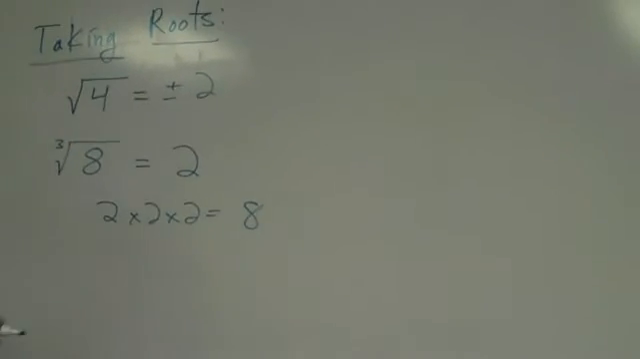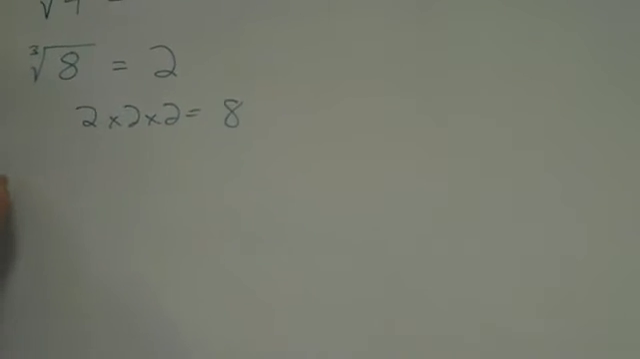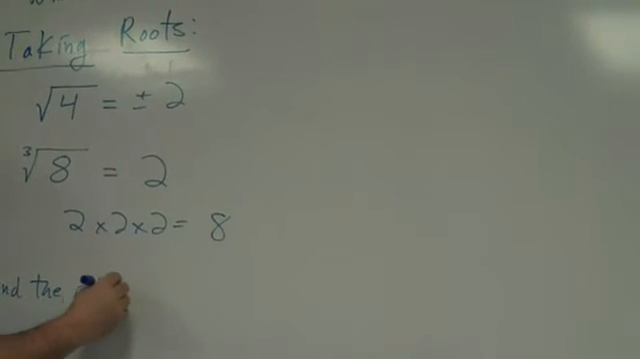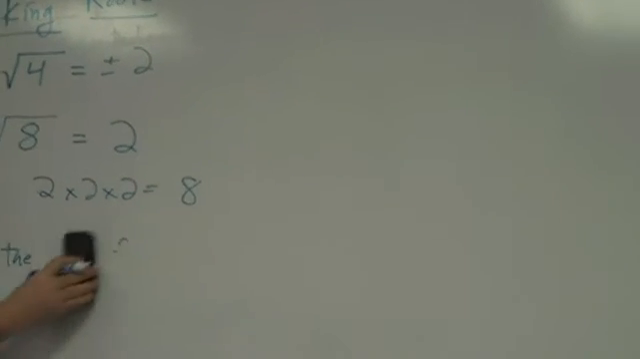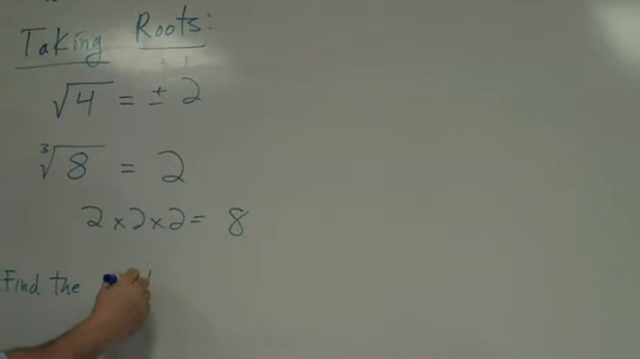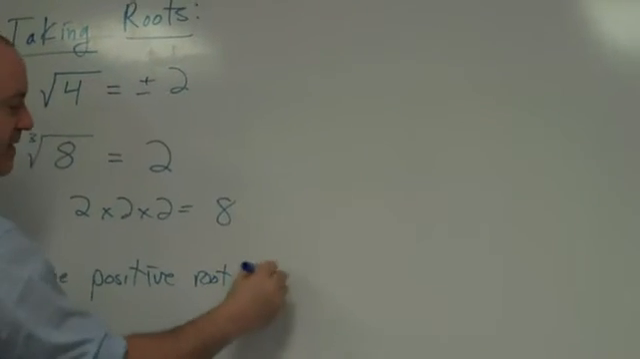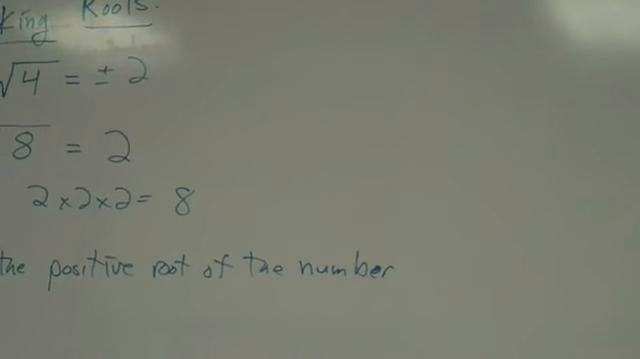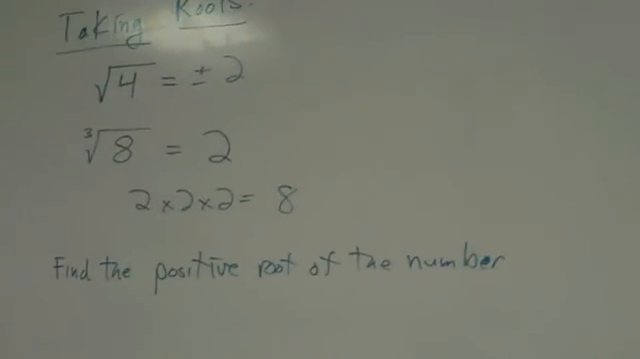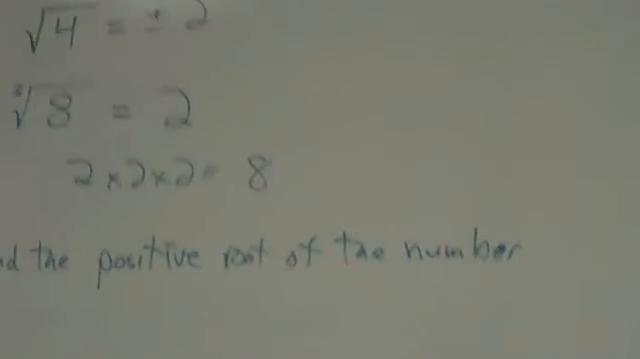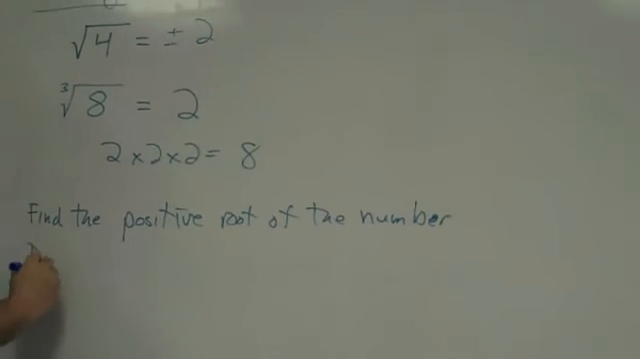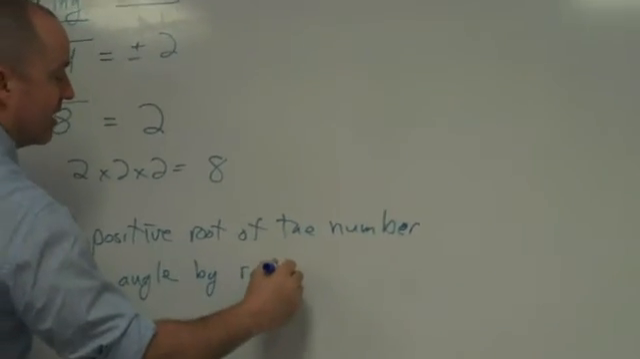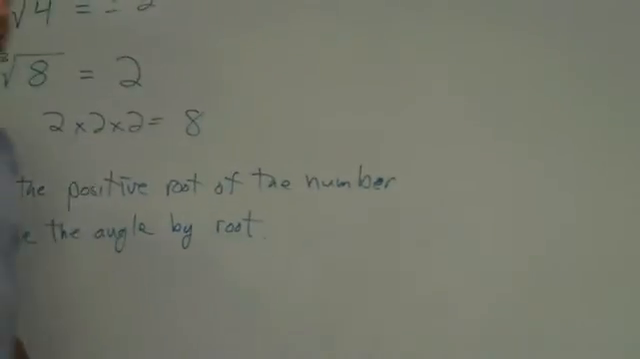Now, taking roots under this new crazy set of rules we're working on today. The rule was: find the positive root of the number, because there are no negative numbers in the system. Now, for exponents, we multiplied the angle by the power. What do you think we do with roots? Divide. So we will divide the angle by the root.